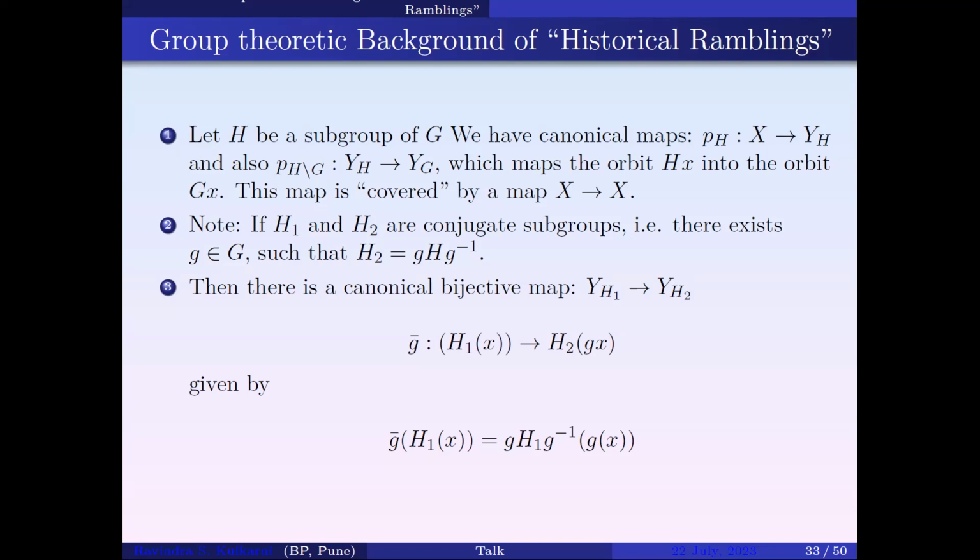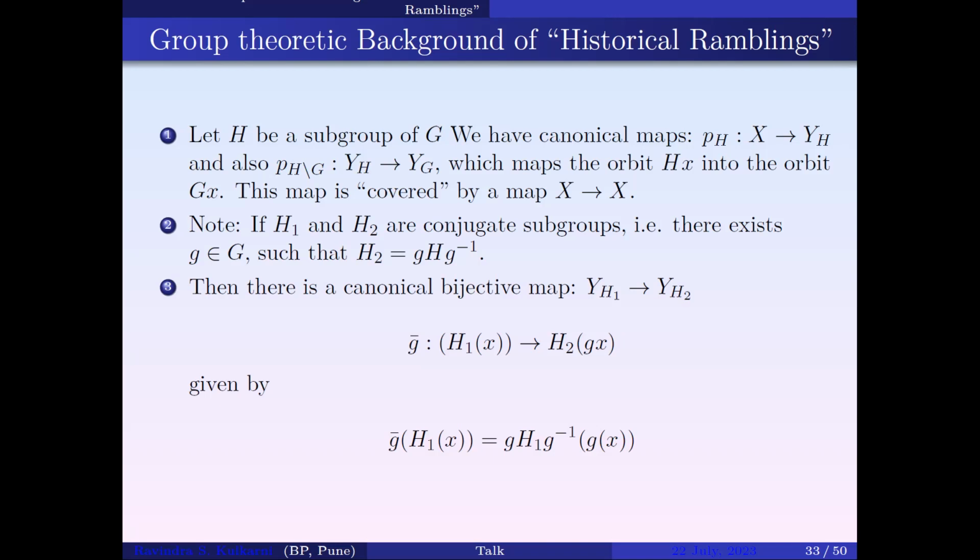Then there is a canonical bijective map of X mod H1 to X mod H2. Now you pick up the G in the definition of conjugacy. So multiplication by G is defined on X, and that map also defines a map on the quotient space. I call that map G bar of the orbit.